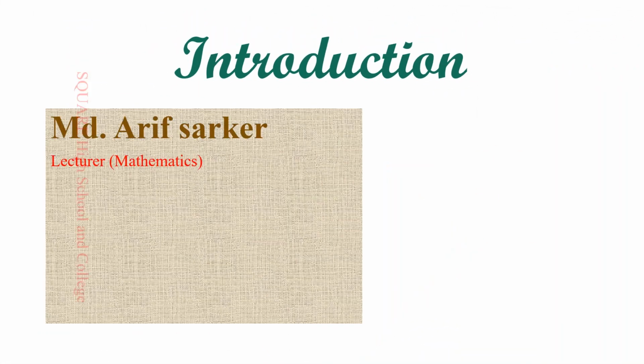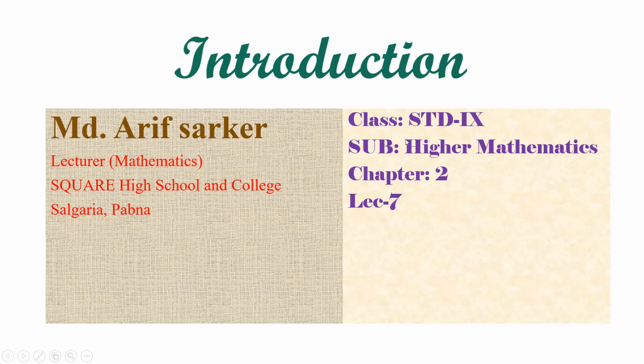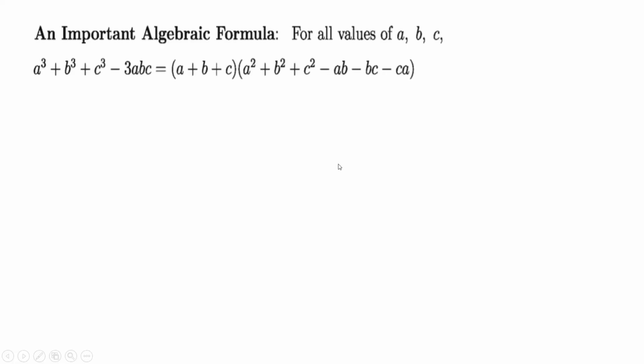Welcome to High Mathematics class, chapter 2, lecture 7. This is Mohammad Arif Sarker, and in this class I am going to discuss an important algebraic formula. The formula is, for all values of a, b, c: a cube plus b cube plus c cube minus thrice abc equals a plus b plus c into a square plus b square plus c square minus ab minus bc minus ca. It is very easy to prove. Proof is here.